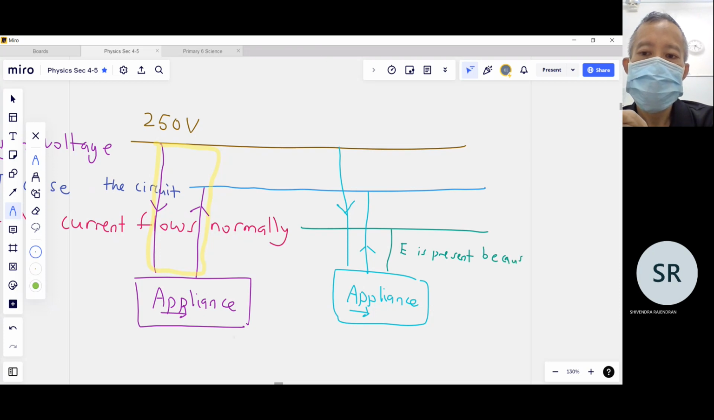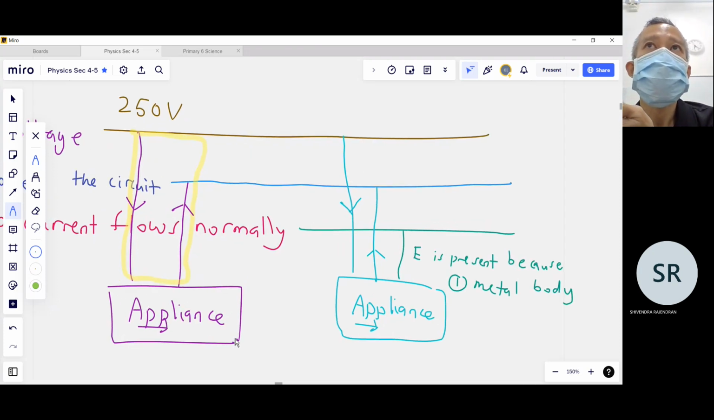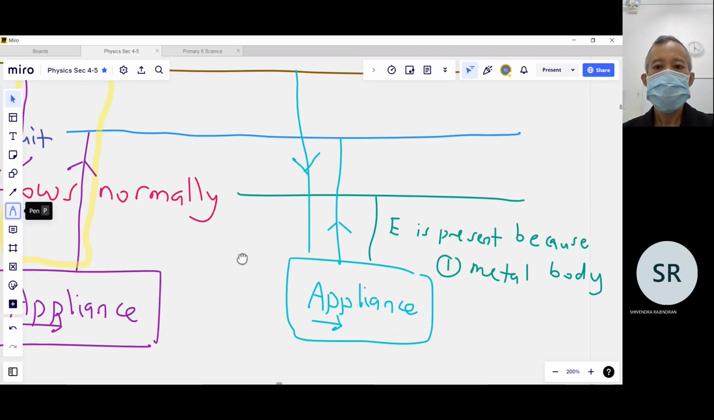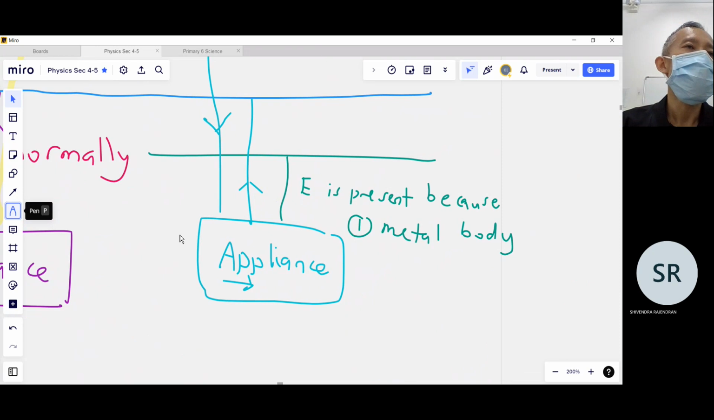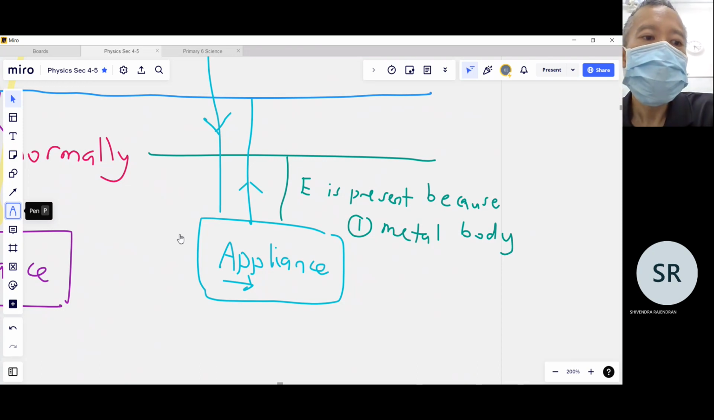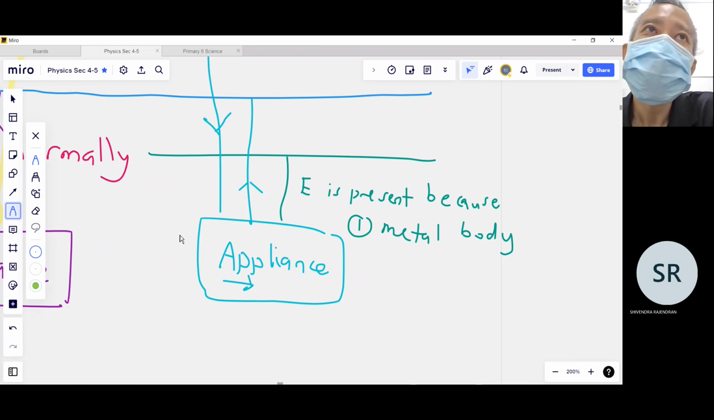First reason: it has a metal body. Like for example, a washing machine. That means if you touch it, yes, there is a possibility of current going through you, through the metal body.